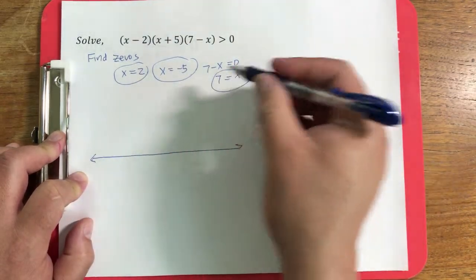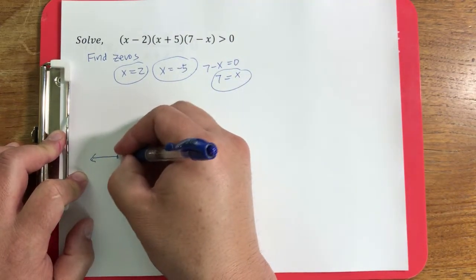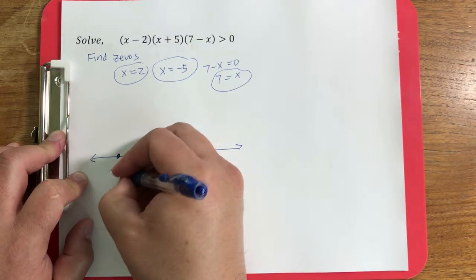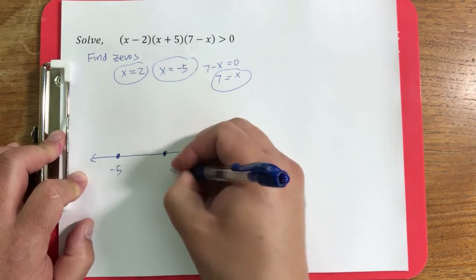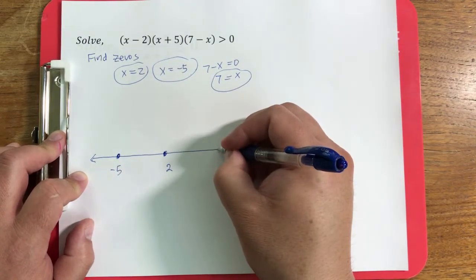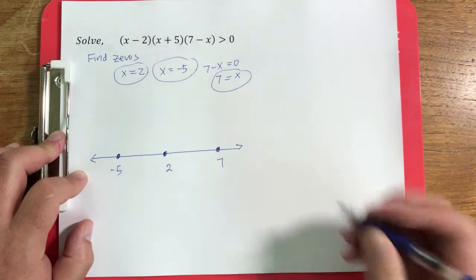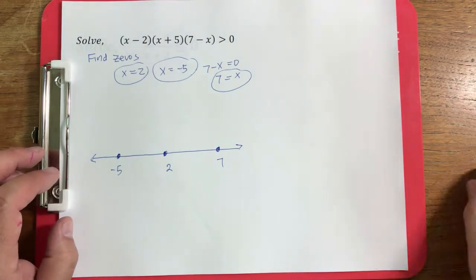Now be sure to go from smallest to biggest. That's usually the biggest mistake people make. So -5, 2, and 7.